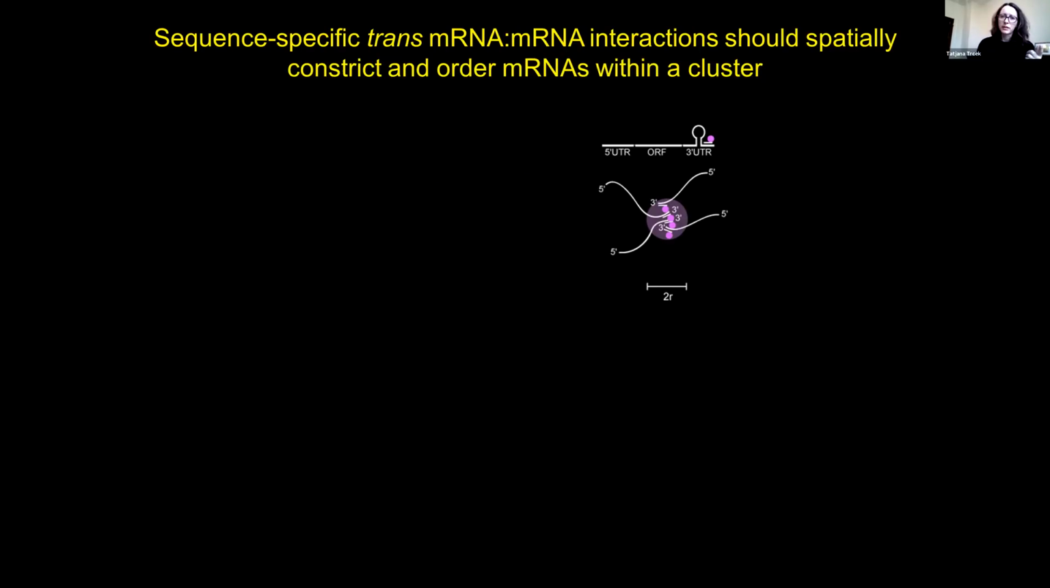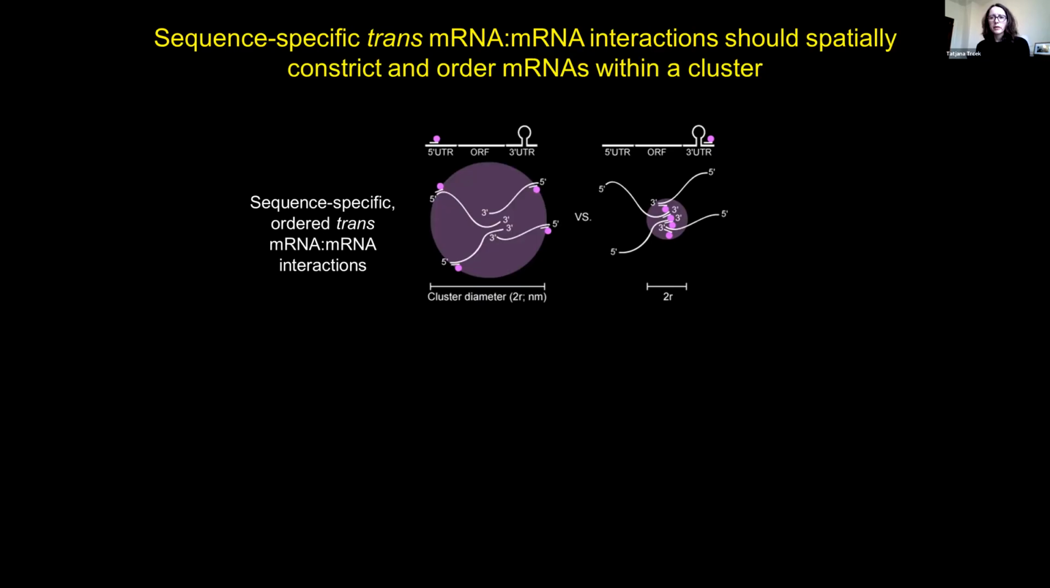But if, on the other hand, we now put a single probe somewhere else on the oskar RNA that is not engaged in sequence-specific trans-RNA-RNA interactions, then within that region, these RNAs will not be spatially constrained, and we will be able to measure a much bigger radius of the mRNA cluster. And this configuration in vivo will suggest to us that indeed this particular RNA is engaged in sequence-specific, ordered trans-mRNA-mRNA interactions within the 3' UTR of this transcript.